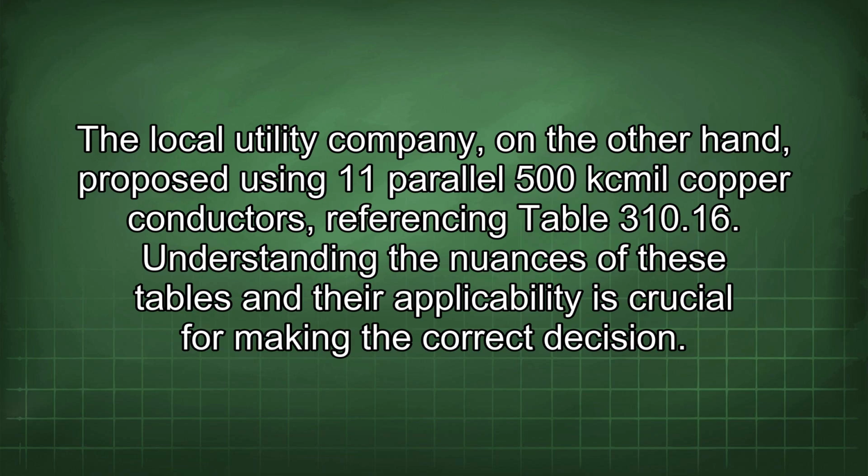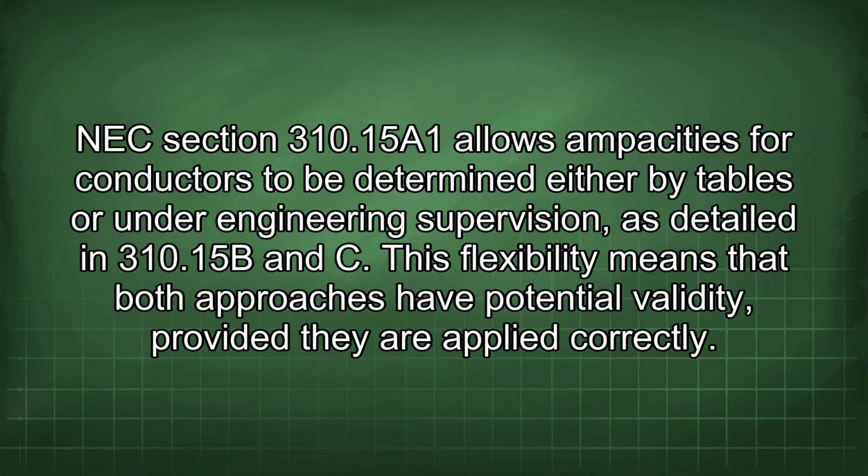Understanding the nuances of these tables and their applicability is crucial for making the correct decision. NEC Section 310.15(A) allows ampacities for conductors to be determined either by tables or under engineering supervision, as detailed in 310.15(B) and (C). This flexibility means that both approaches have potential validity provided they are applied correctly.